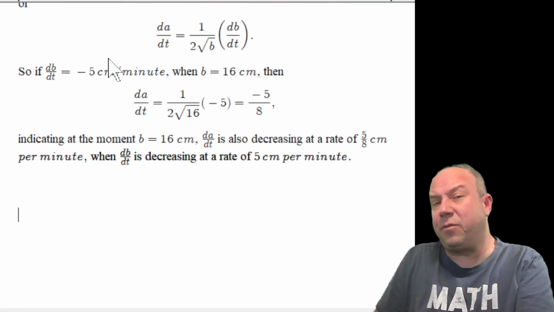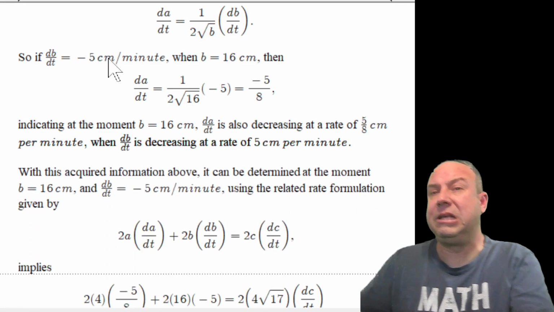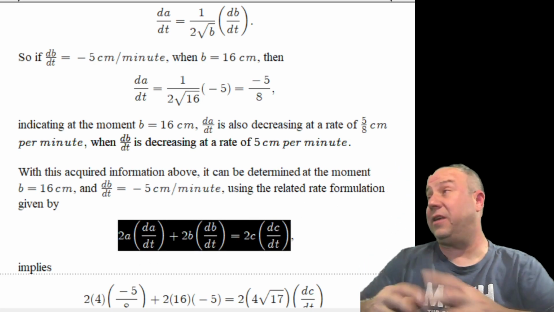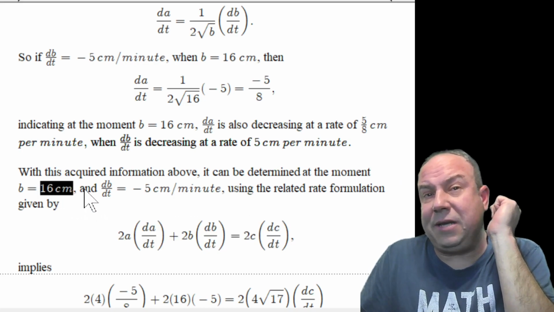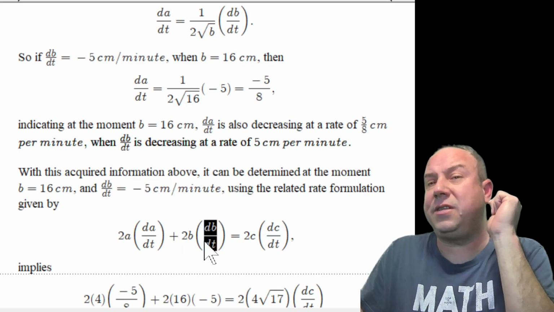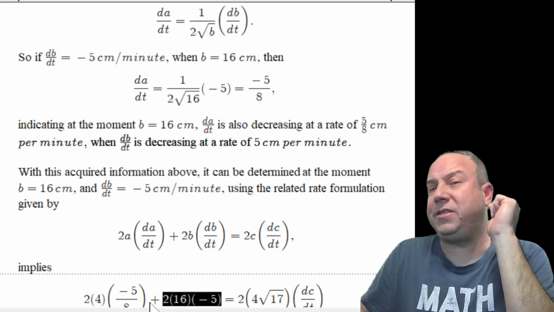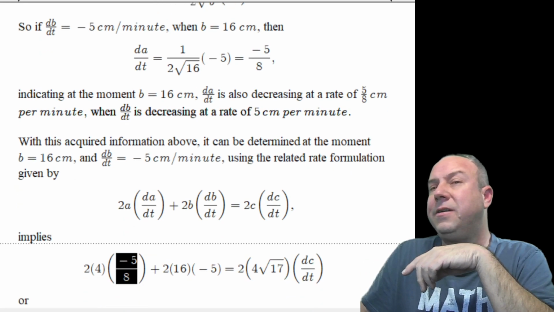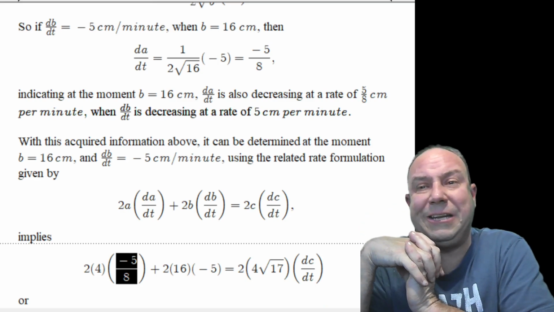So if we take that information and we substitute that into the relationship we had developed from Pythagorean theorem, right? When B is 16 centimeters and dB dt is negative 5 centimeters, this dB dt becomes negative 5. B becomes 16, right? We see that happen here. We've seen that A is going to be 4 units, and dA dt is going to be negative 5/8, right? Indicating that the side A is decreasing at 5/8 of a centimeter per minute.